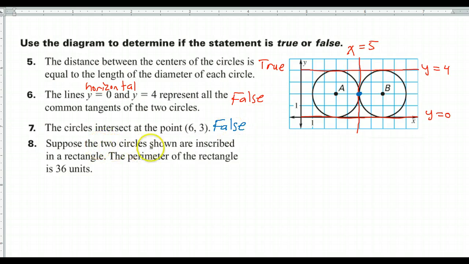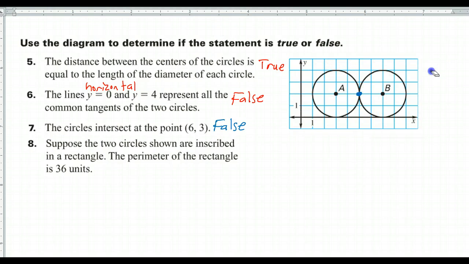Number 8, suppose the two circles shown are inscribed in a rectangle. Okay, the two circles shown are inscribed in a rectangle. Having shapes that are inscribed inside of other shapes means that they are touching the sides of the shape in which they are inscribed.